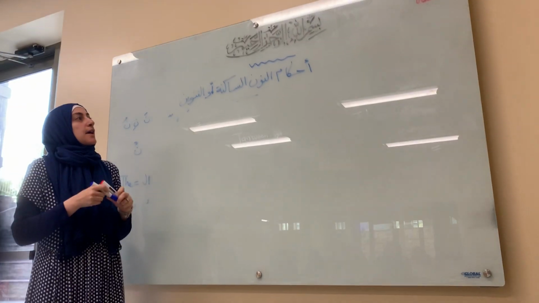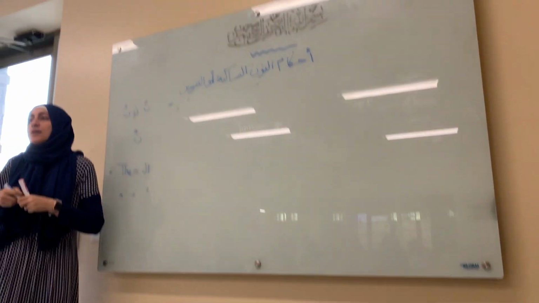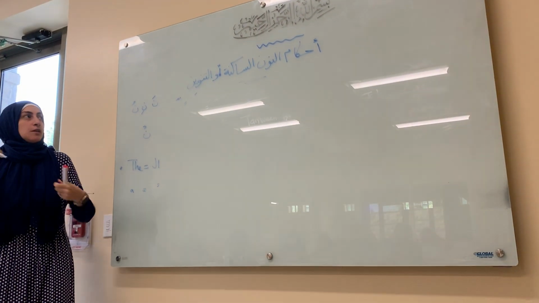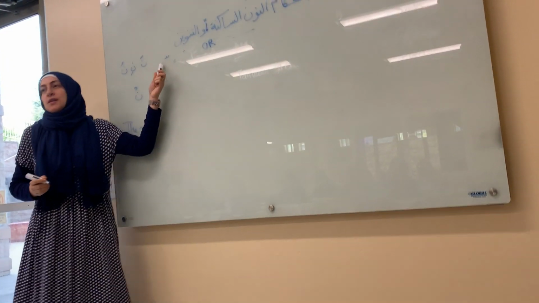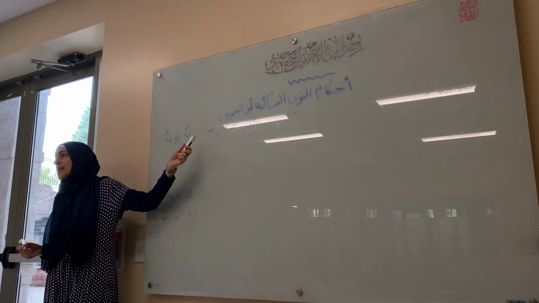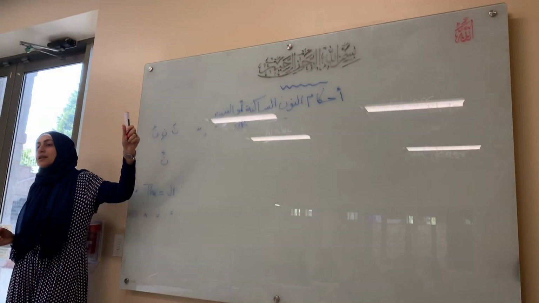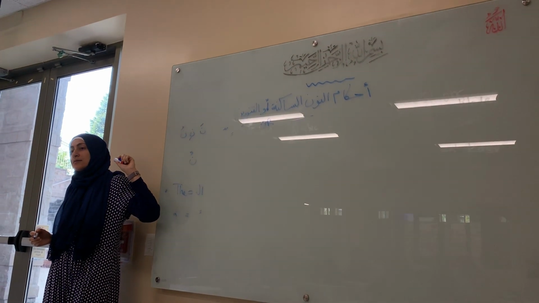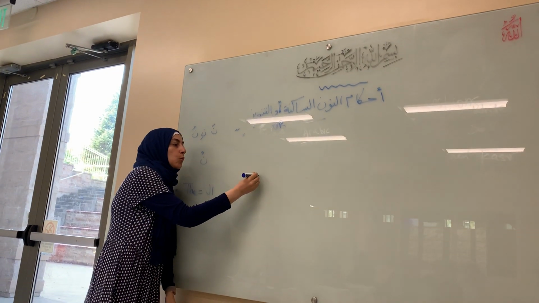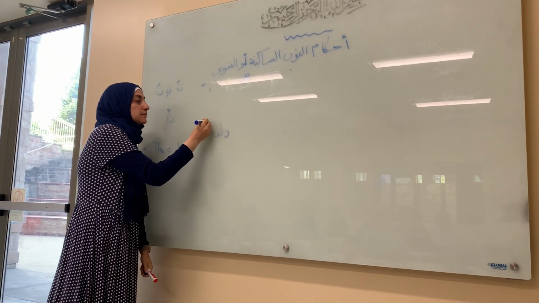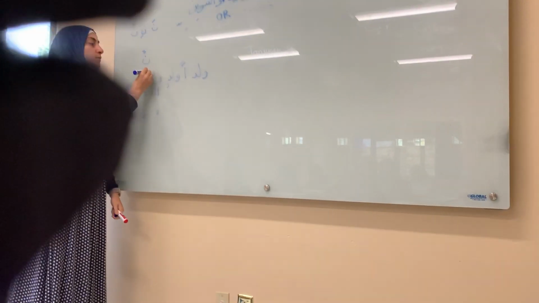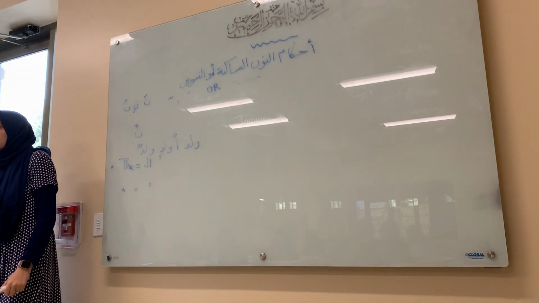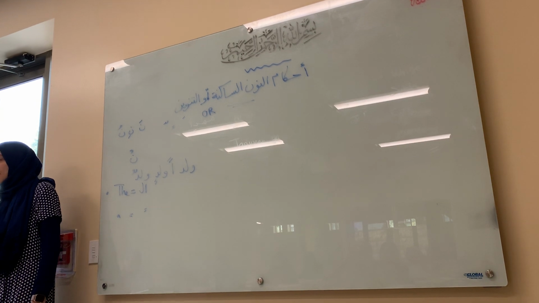Why do I say the rules of the noon sakina or tanween? This means or, because tanween sounds like a noon sakina, right? If I say waladan, waladin, waladun, what do you hear at the end? You hear the sound of a noon sakina.